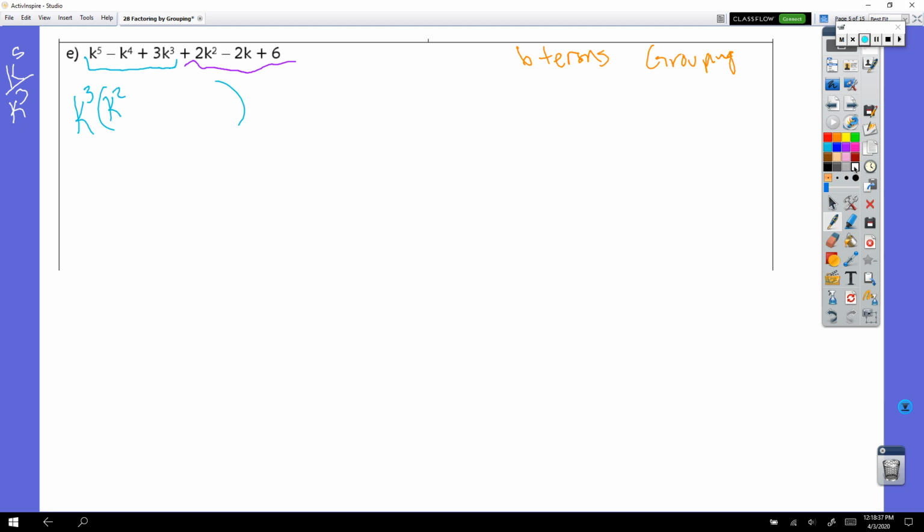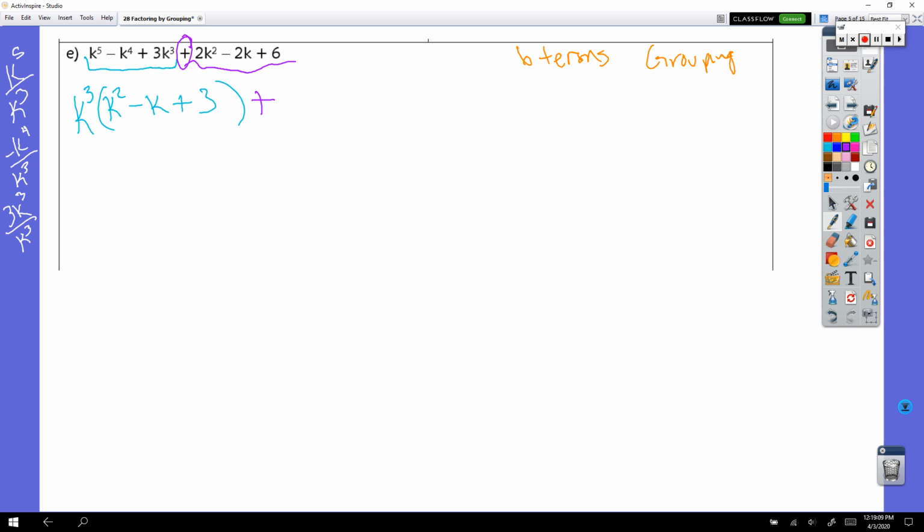Next we're going to be thinking negative K to the 4th divided by K to the 3rd, and that is negative K. And for this last blue section, we're going to be thinking 3K cubed divided by K cubed, and that is a 3. And it's a positive 3, so I'm going to write down plus. In our next group, I'm noticing that the first term in our second half is a positive, so I need to write down a plus.